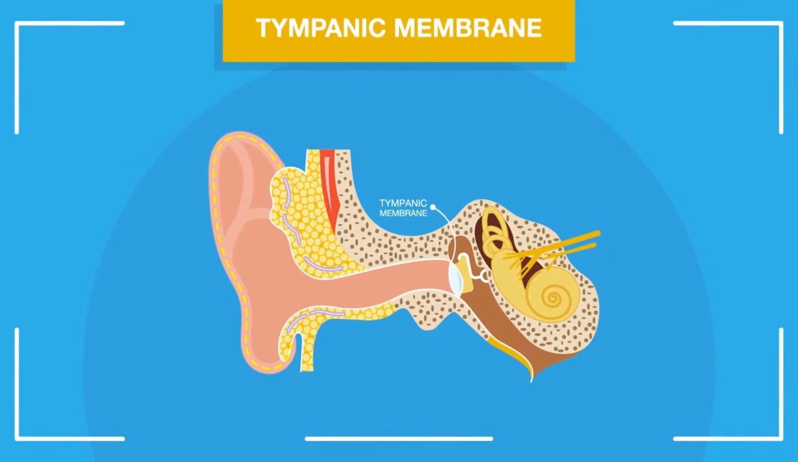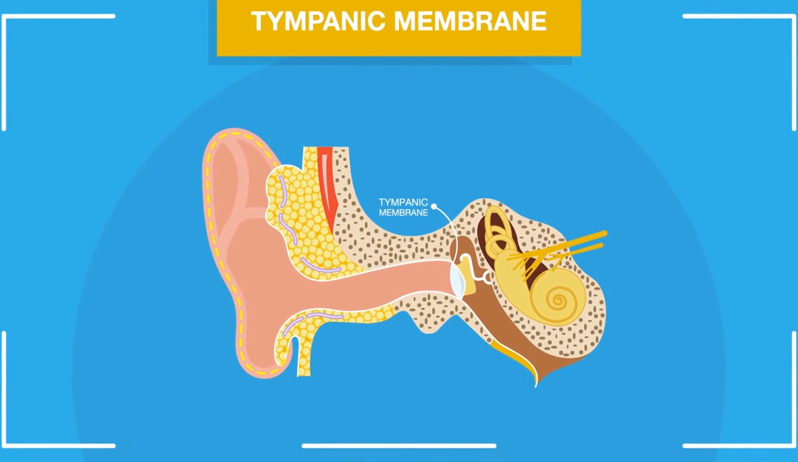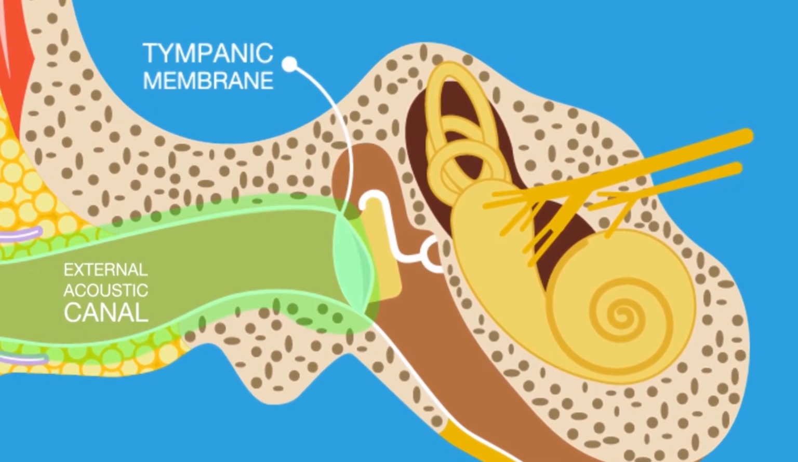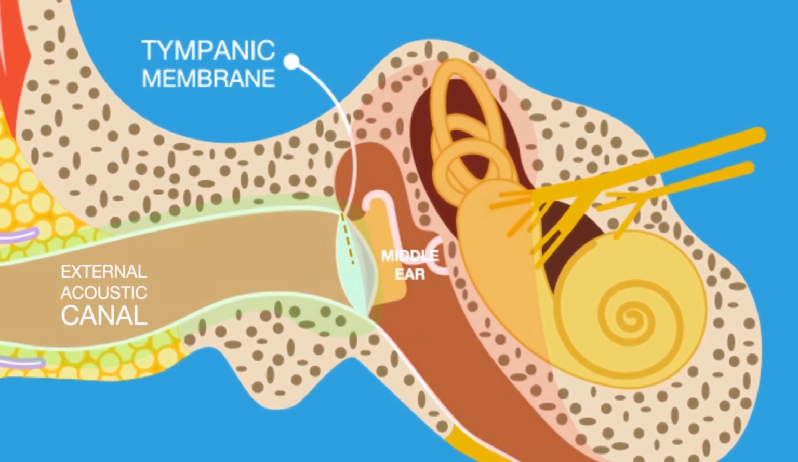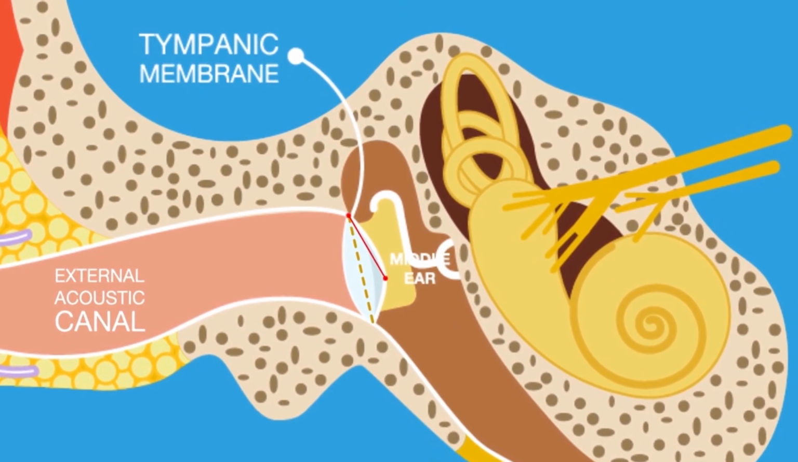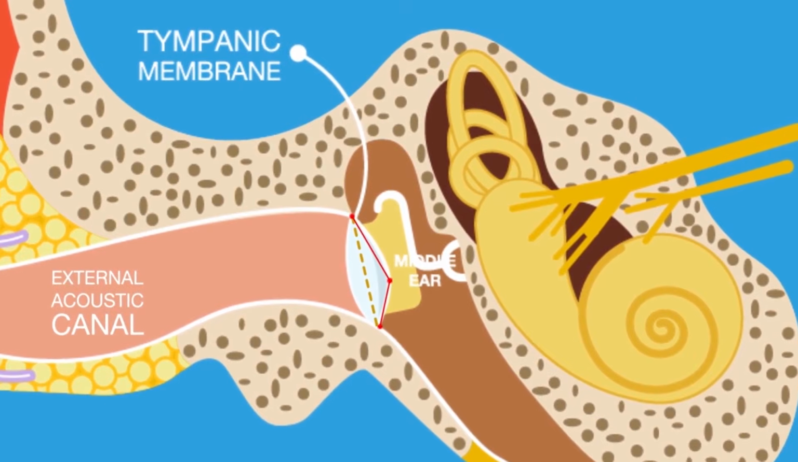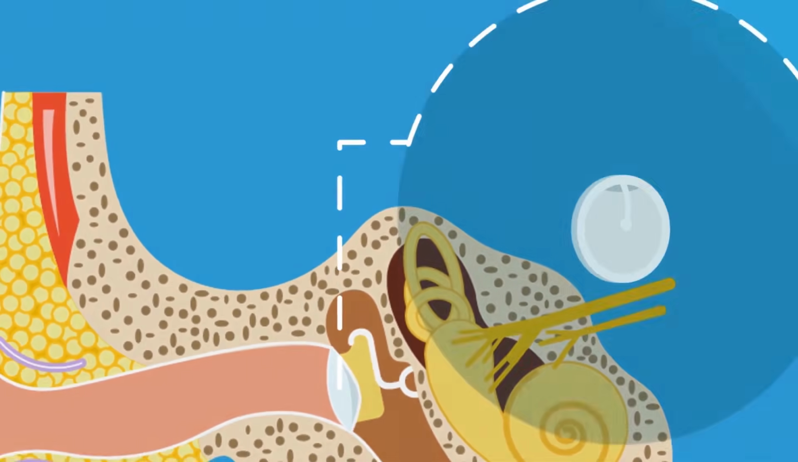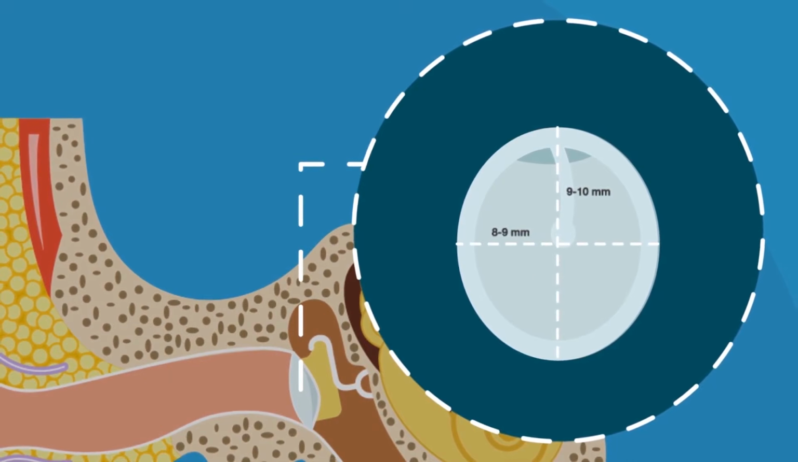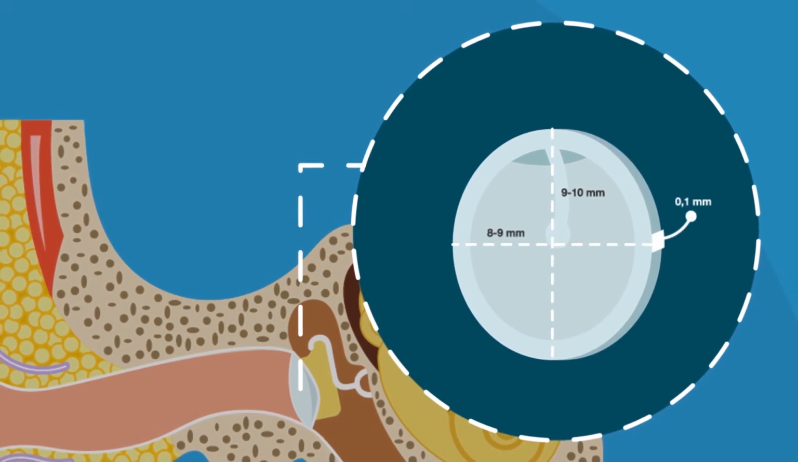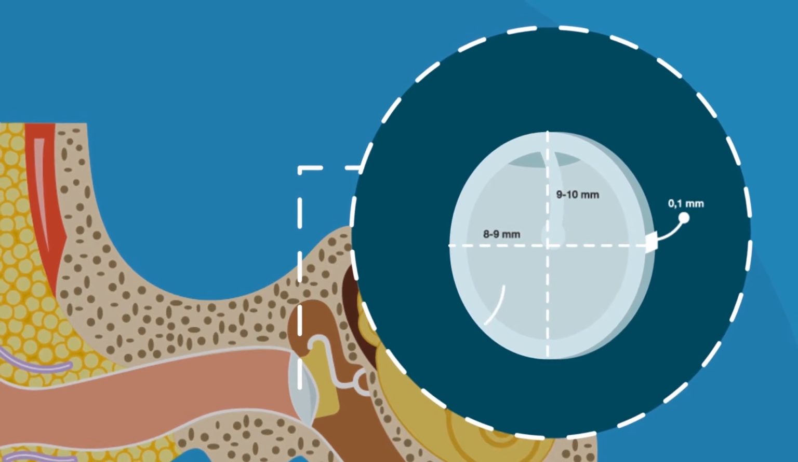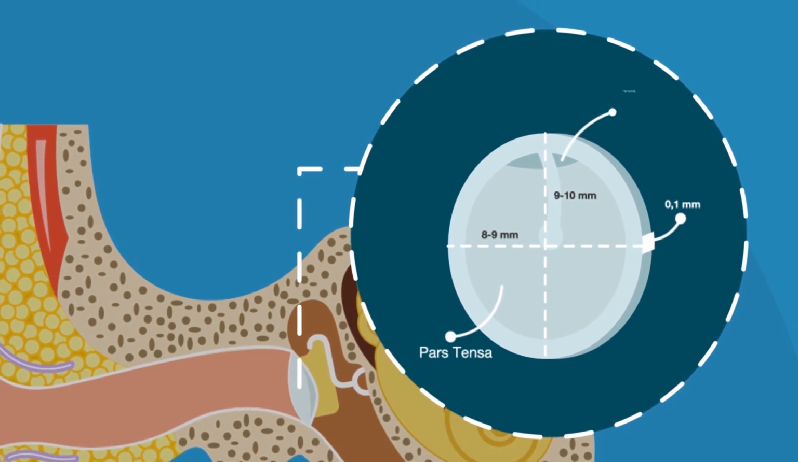3. Tympanic membrane or the drumhead. It forms the partition between the external acoustic canal and the middle ear. It is obliquely set and as a result, its postero-superior part is more lateral than its antero-inferior part. It is 9 to 10 mm tall, 8 to 9 mm wide, and 0.1 mm thick. Tympanic membrane can be divided into 2 parts, pars tensa and pars flaccida.